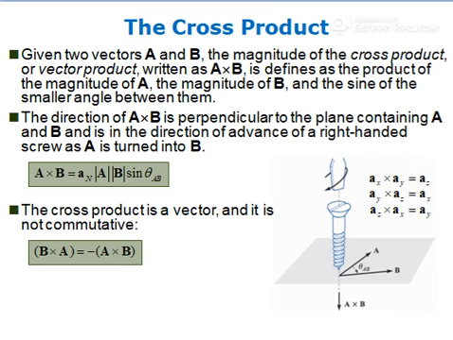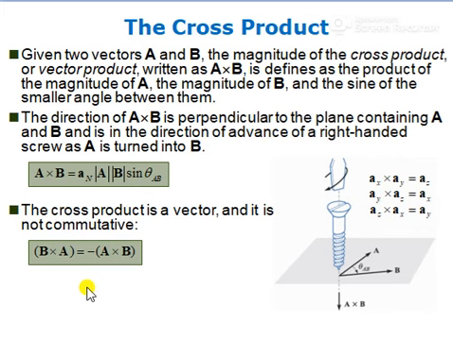The cross product can be written in determinant form. A cross B is equal to the determinant whose first row is the unit vectors ax, ay, az, the second row is the components of vector A, that is Ax, Ay, Az, and the third row is the components of B, Bx, By, Bz.